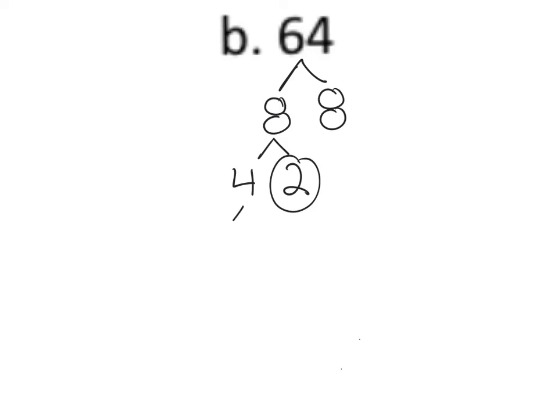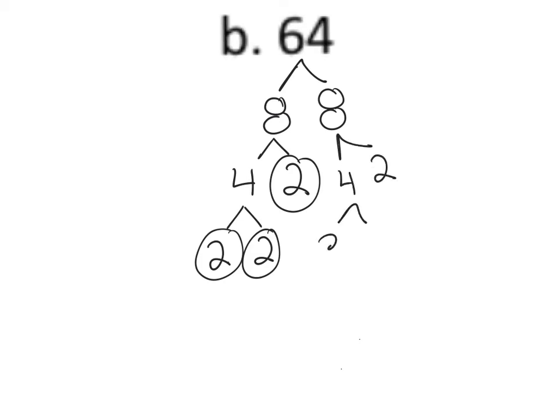Okay, 64. Once again, you can break 64 down into 8 and 8. And then 8 is not prime, so you continue to break it down to 4 and 2. 2 is prime. And then break down the 4 to 2 and 2. And those are prime. And what's going to happen is you're going to do the exact same thing on the other side. And so you have all 2s.